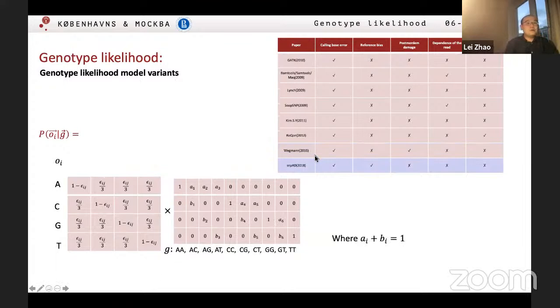And the last one, maybe the most recent one, they try to assume that there's some reference bias. So if you observe a short read, it may not just have an equal chance to go to the first nucleotide and the second nucleotide of the genotype. There will be some kind of combination. We just need to assume that AI plus BI equals 1, and they just try to estimate.